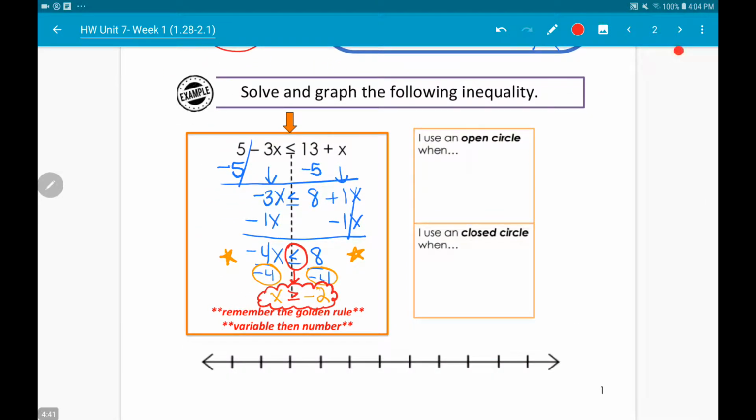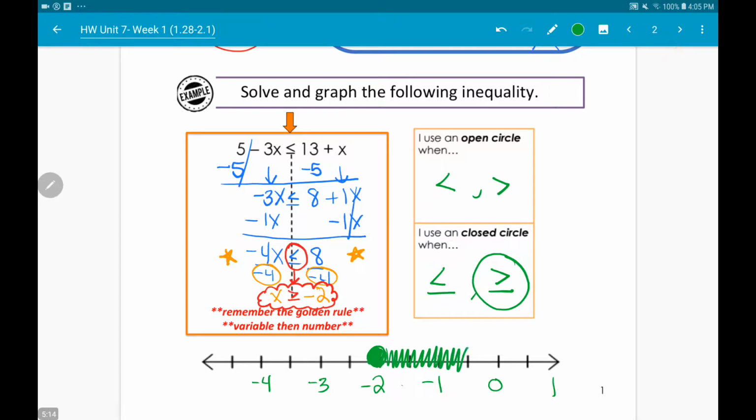What we learned yesterday, we need to put this on a graph. All right, so when do we use an open circle? When I have a less than or greater than, and I use closed when I have less than or equal to or greater than or equal to. So in this case, I'm going to have closed because it is this symbol. So I'm going to put some numbers in. I'm just going to skip. You don't have to skip. I just didn't want to cram it. So this is going to be a closed circle, and it is a greater than symbol, and greater numbers are to the right.